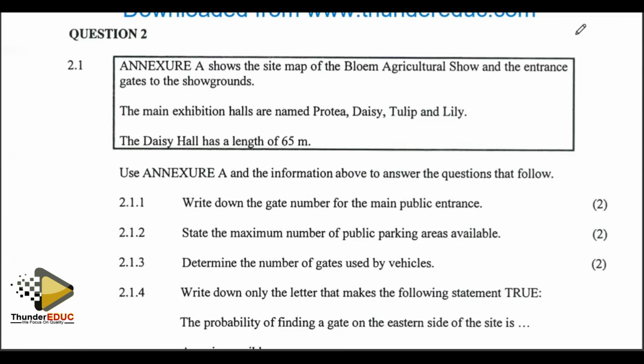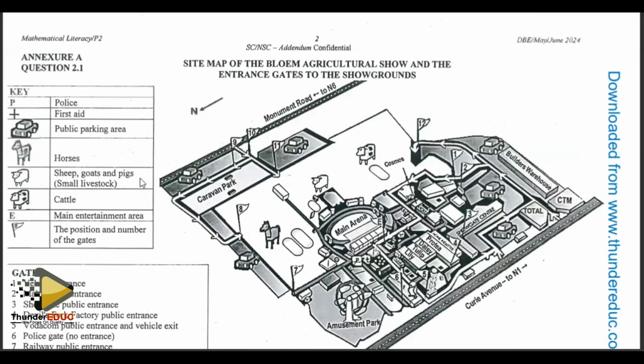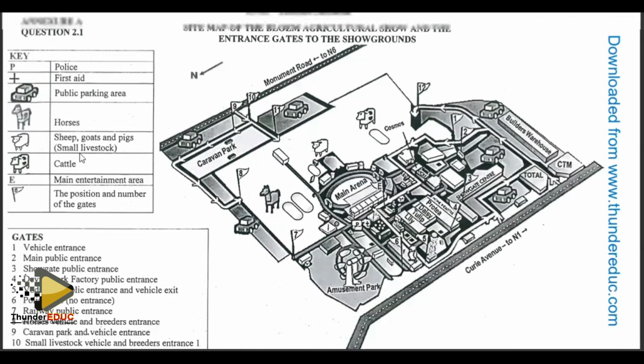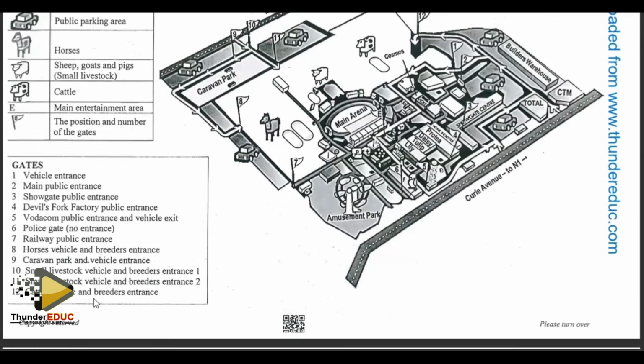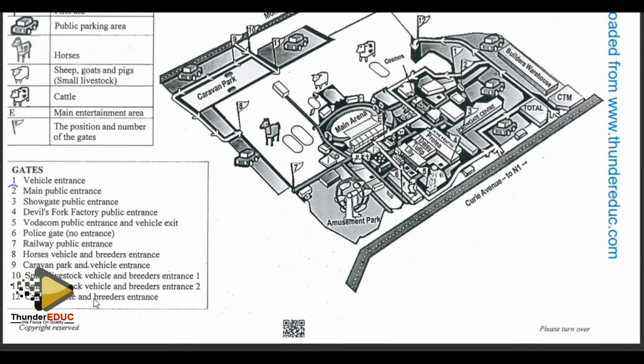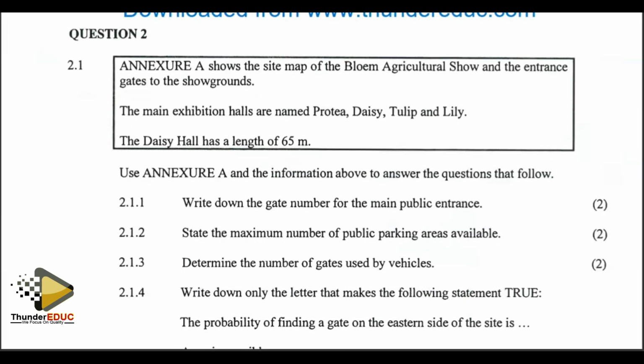We shall come to the table here. Main public entrance. Now the first thing you do before you check on the map, use the key. This is the key, and we're looking for the main public entrance. So what we're looking at is number 2. So the answer there will be 2. State the main number of public parking areas available.